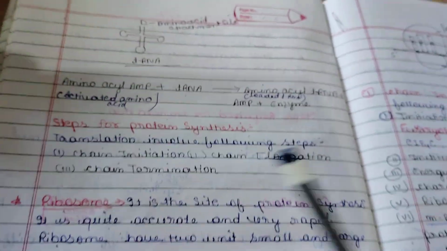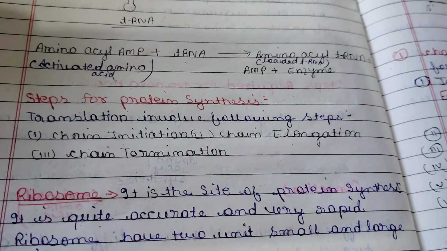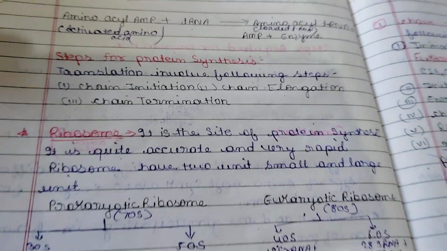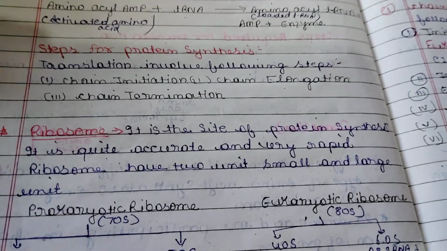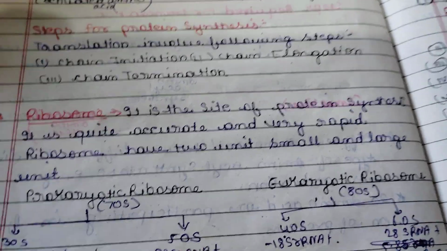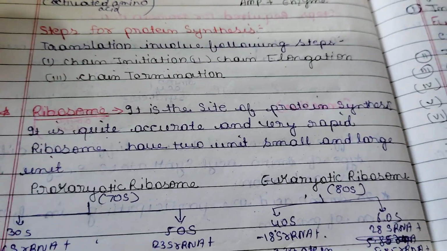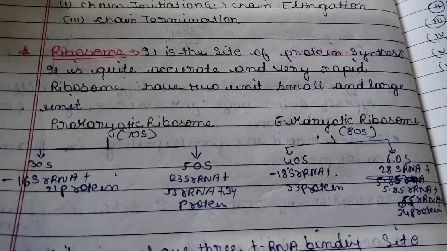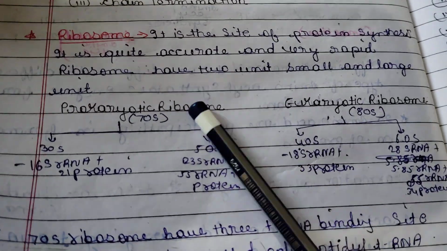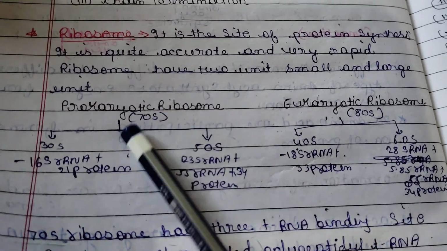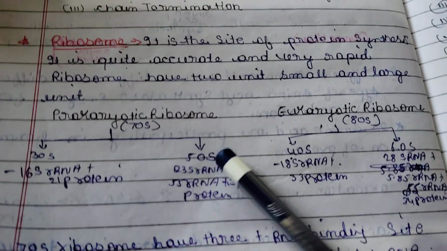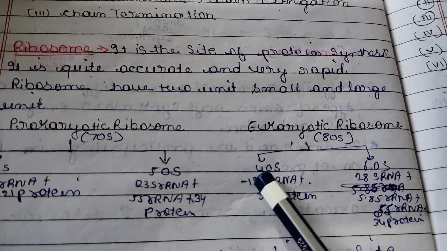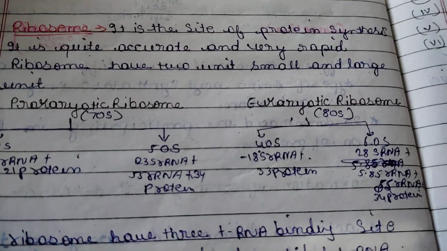The process of protein synthesis or translation consists of 3 steps: initiation, elongation and termination. As we all know that the site of protein synthesis is the ribosome. Ribosome is basically the site of protein synthesis, and ribosome has 2 units, one small and one large unit. In prokaryotes, ribosomes are 70S, which consist of 30S and 50S, and in eukaryotes the ribosome is made up of 80S, which consists of 40S and 60S.